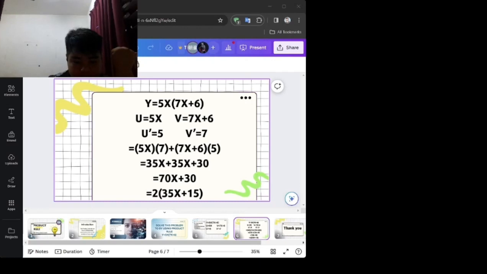List down the new formula. 2 open bracket 35s plus 15 close bracket. This is the final answer by using the product rule to solve the formula. y equals 5s open bracket 7s plus 6 close bracket.